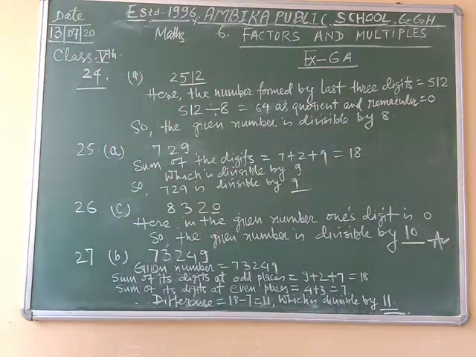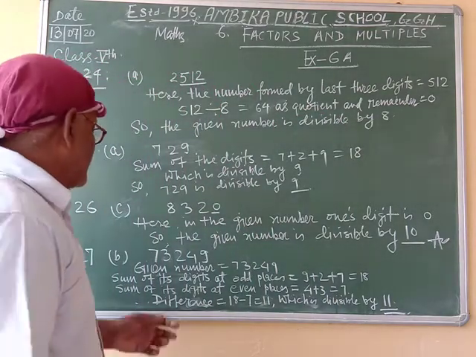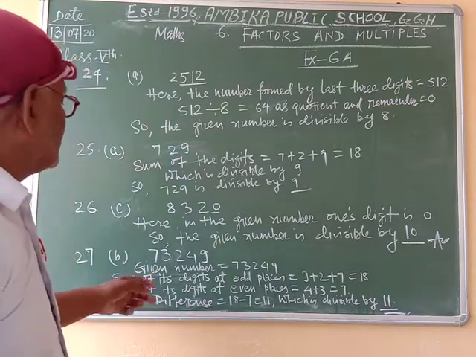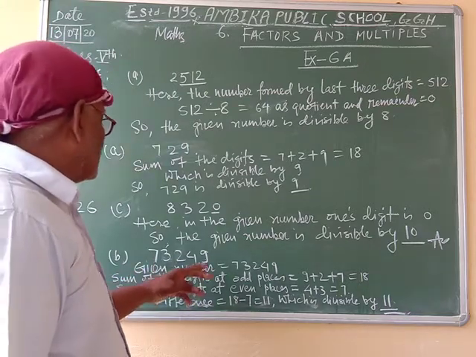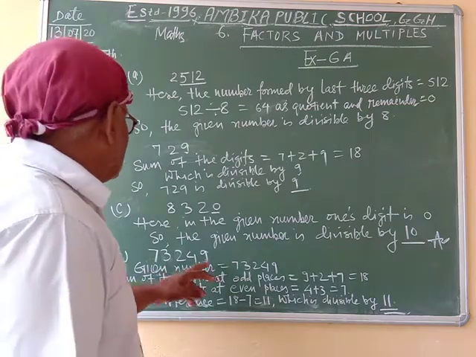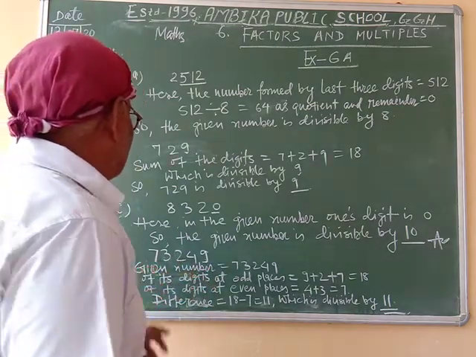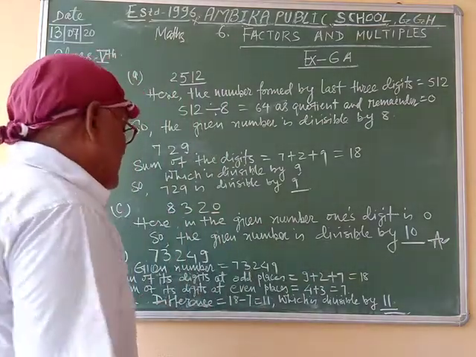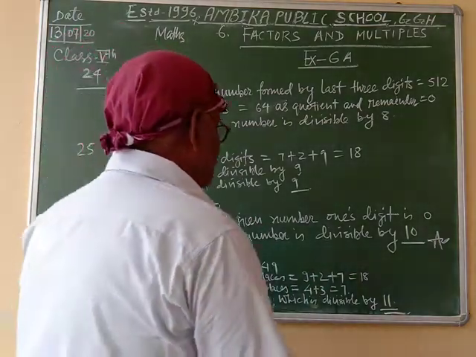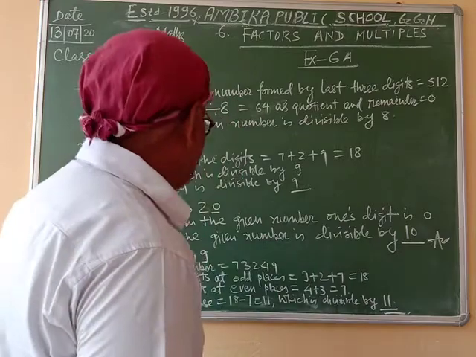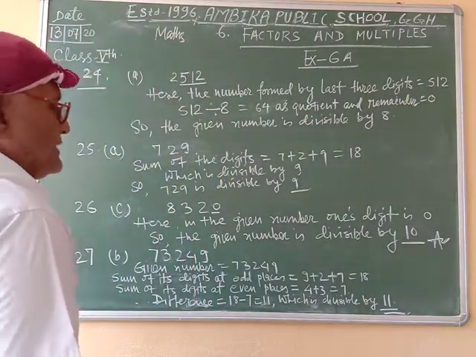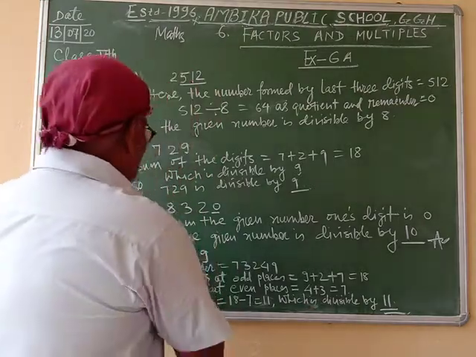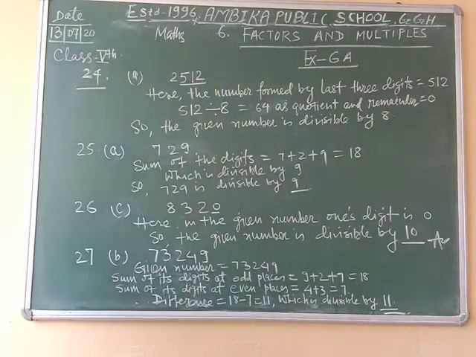So using divisibility test, the given number is 73249, and the sum of its digits at odd places is equal to 9 plus 2 plus 7 is equal to 18, and the sum of its digits at even places is equal to 4 plus 3 is equal to 7. The difference between them is equal to 18 minus 7 is equal to 11, which is divisible by 11. So the whole number is divisible by 11.